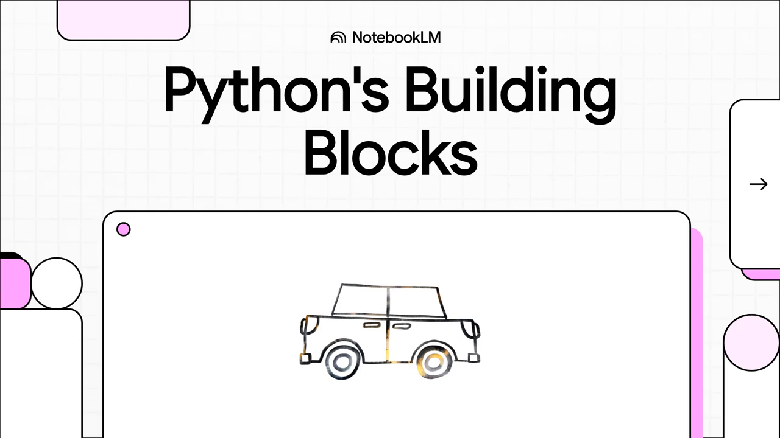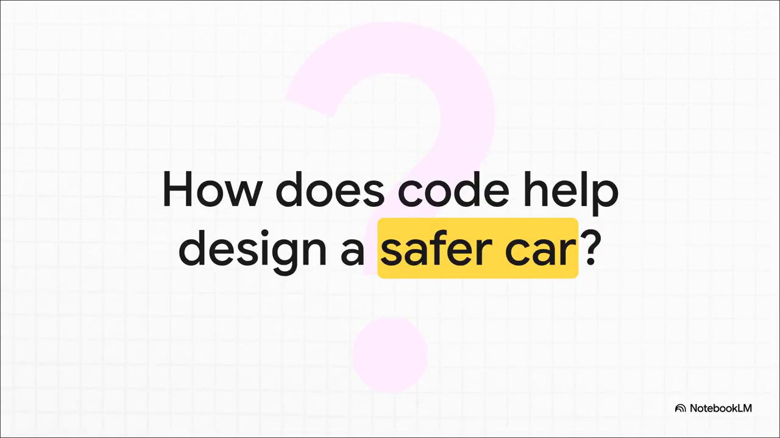All right, today we're going to get under the hood of Python, one of the most popular programming languages on the planet. We're going to explore its fundamental building blocks and see how they're used to solve some really complex engineering problems, especially in the automotive world. It might seem like a huge leap, right? How can these abstract lines of code help build something as real and physical as a car? Well, the answer is simulation.